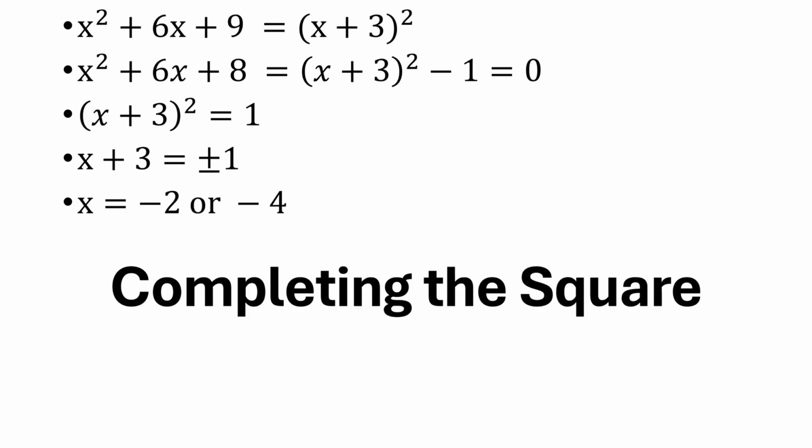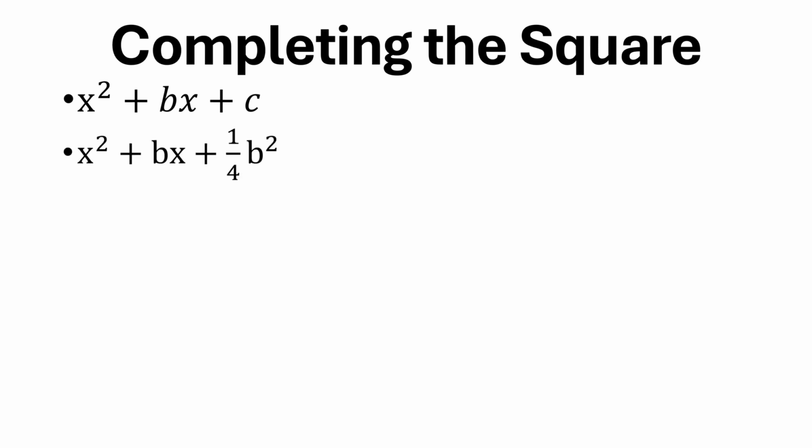Now let us generalize what we mean by transforming our quadratic to look like a perfect square. Consider the expression x squared plus bx plus c. Let's find the closest perfect square to this. In this case, this is x squared plus bx plus 1 over 4 b squared. Now, how do we transform our expression to the perfect square expression?